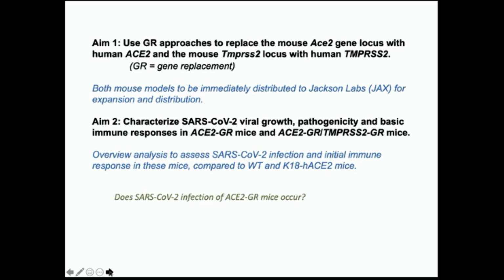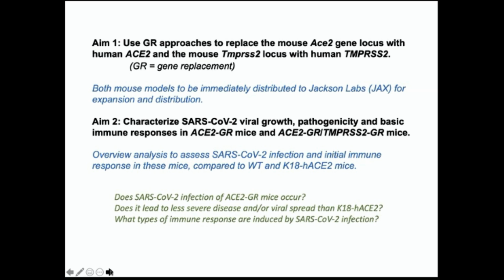And obviously a fundamental question: would we actually get infection? Does it lead to less severe disease and/or viral spread to different tissues compared to the K18 model? What types of immune responses are induced by infection? And can this model be used to mimic the range of human COVID-19 disease? Obviously that's the biggie that we're still working towards, but we believe this will be a useful model.